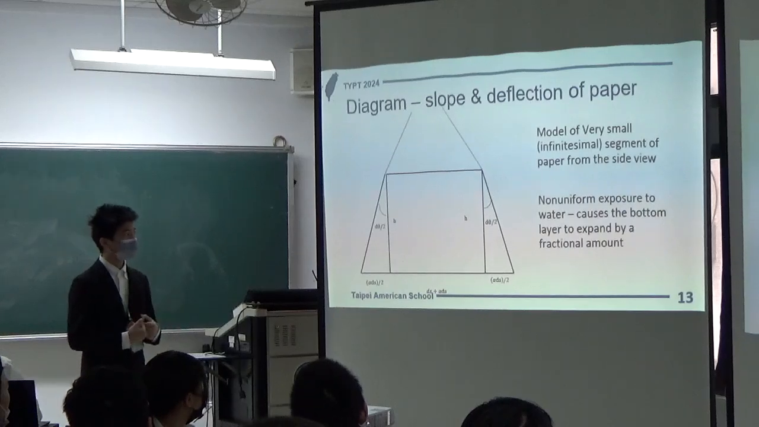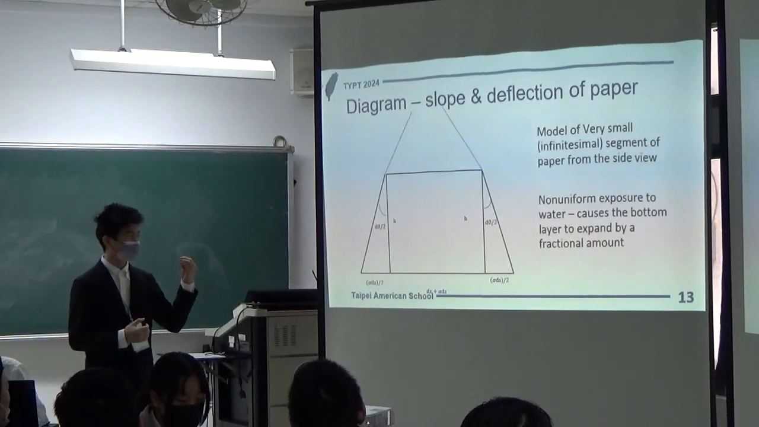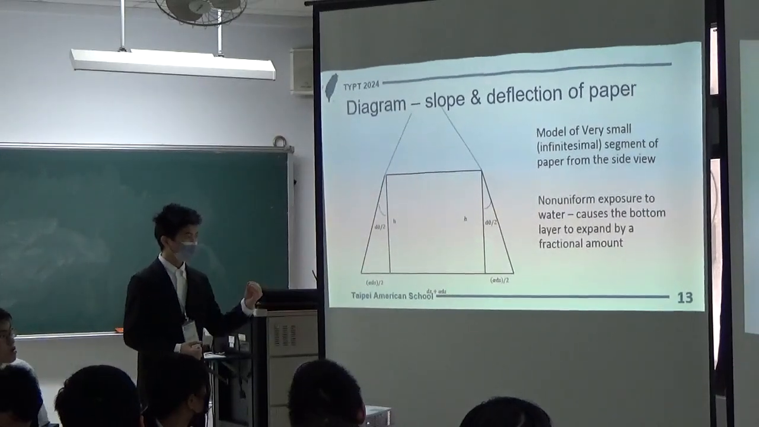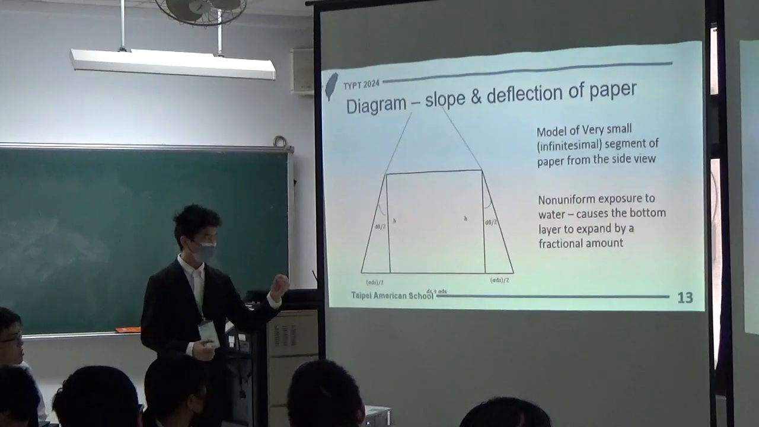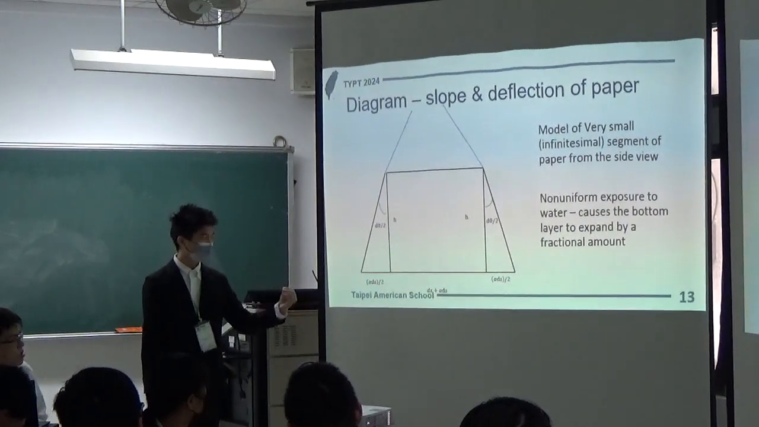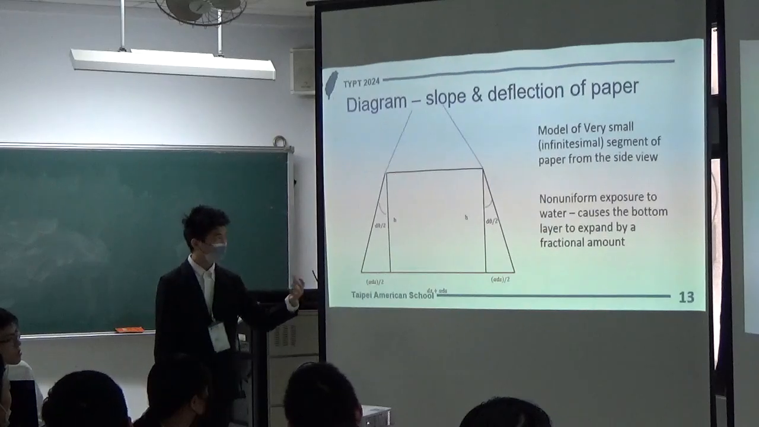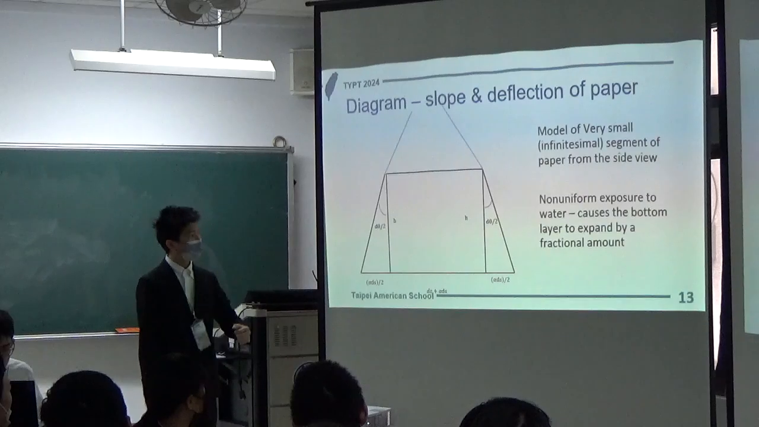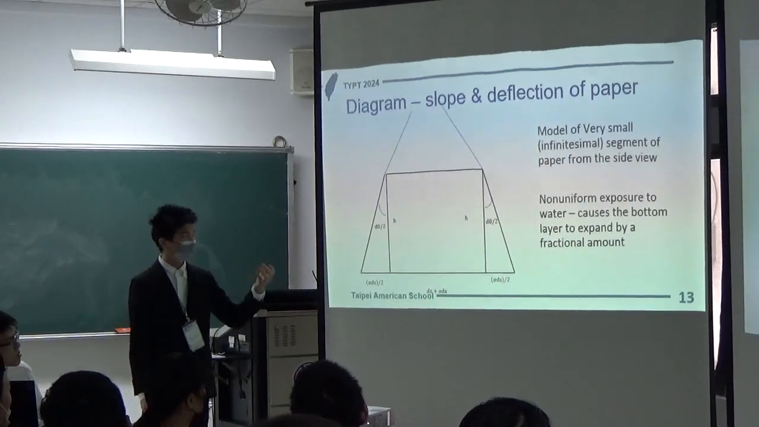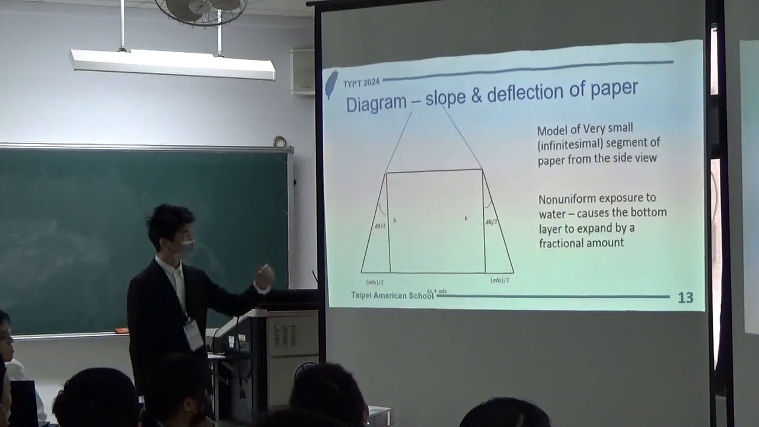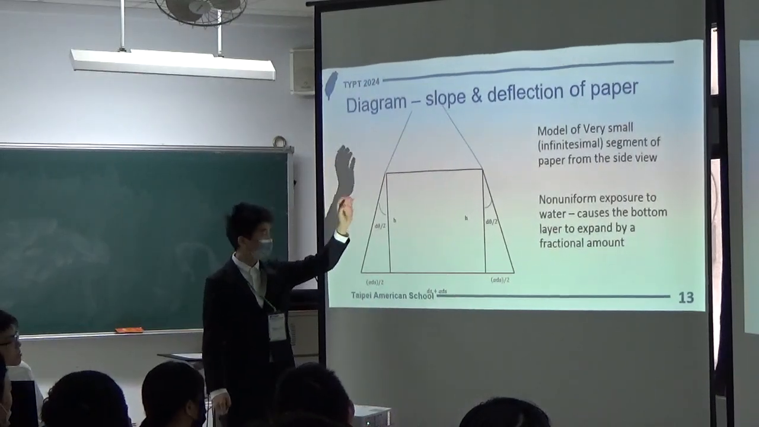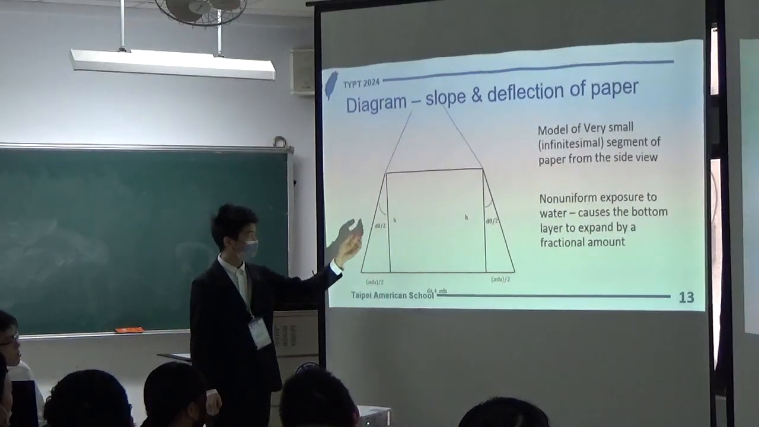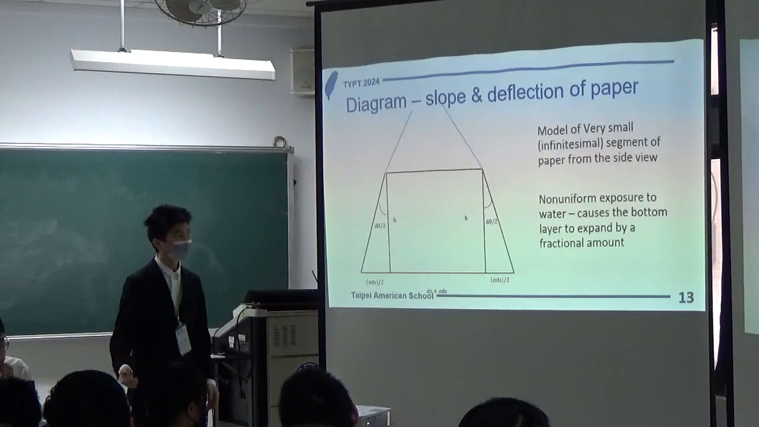So, for our model, we focus on an infinitesimal piece of the tracing paper. As you can see at the bottom, we noted that the tracing paper would expand with some fractional coefficient due to the absorption of water, while the top would remain constant because it remains dry. Set h as the thickness of the piece of paper, along with the angle theta as the curvature, with the side lengths becoming a trapezoid with half the theta.